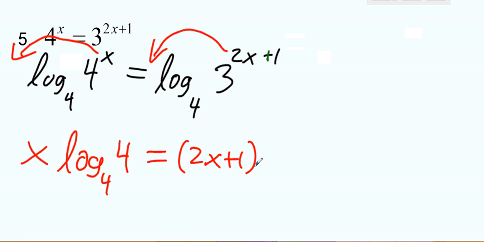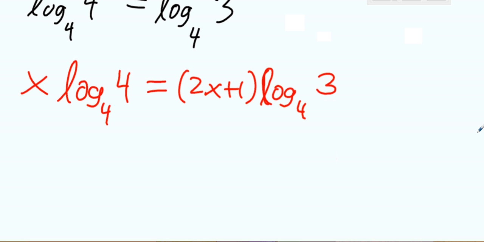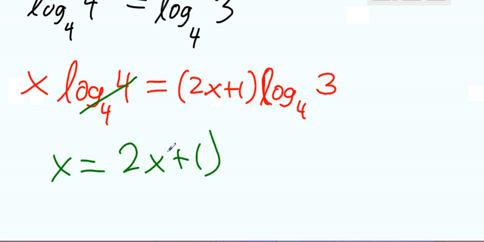We get 2x plus 1 log base 4 of 3. So now we got to finish this off. Log base 4 of 4, whenever the base is the same as the number right next to it, they cancel out. That's a 1. So this is x equals 2x plus 1 log base 4 of 3.